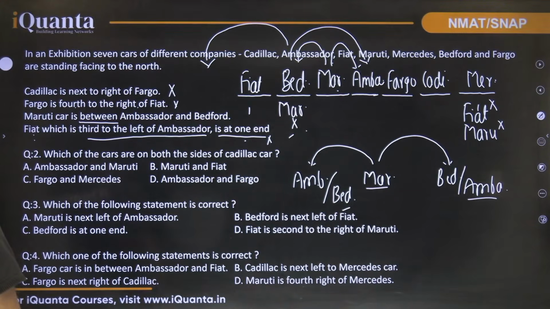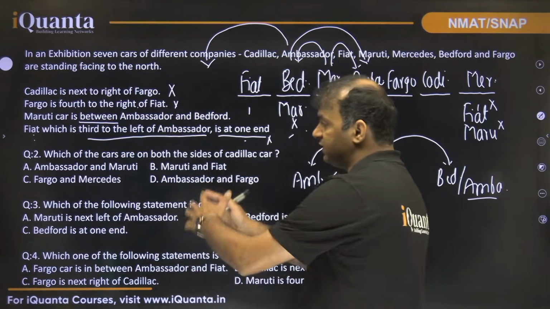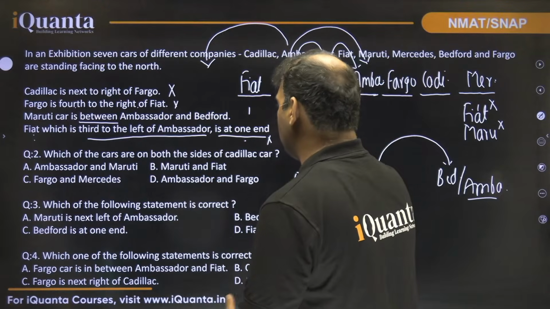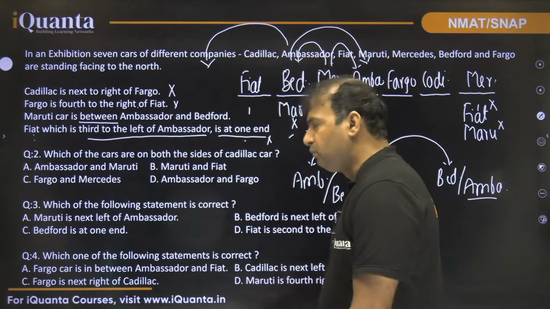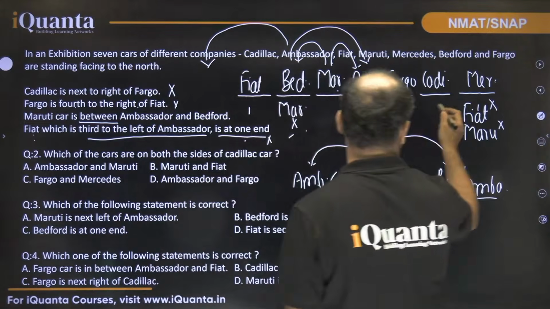Now let's quickly try to solve the questions. All right, let's see the questions, guys. Question number 2 says, which of the cars are on both the sides of Cadillac? Both the sides means right and left. Okay, so Cadillac is here, this one.